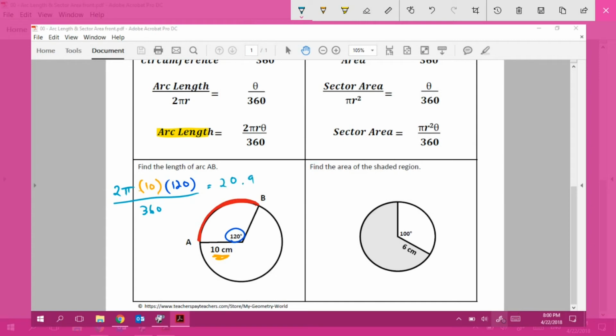And what are my units here? Centimeters. Do not forget the centimeters. There we go. 20.9 centimeters.